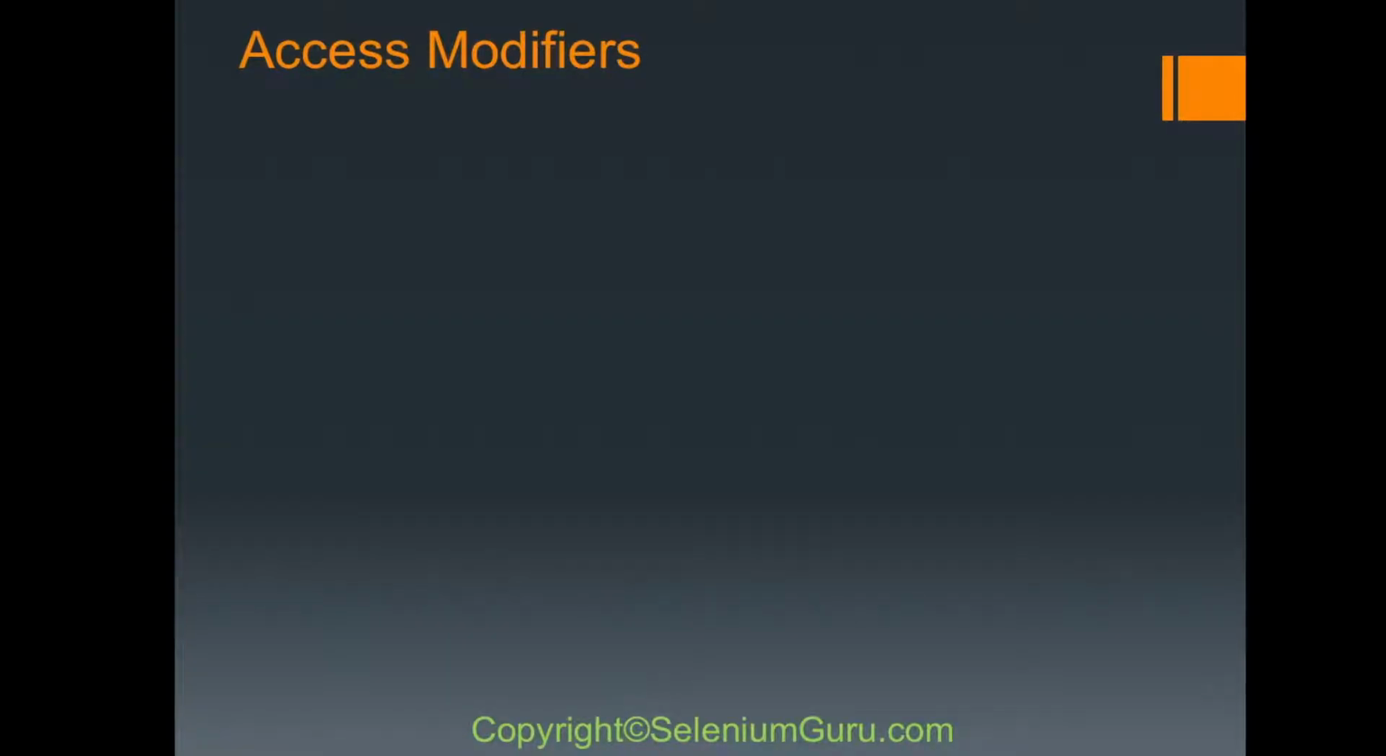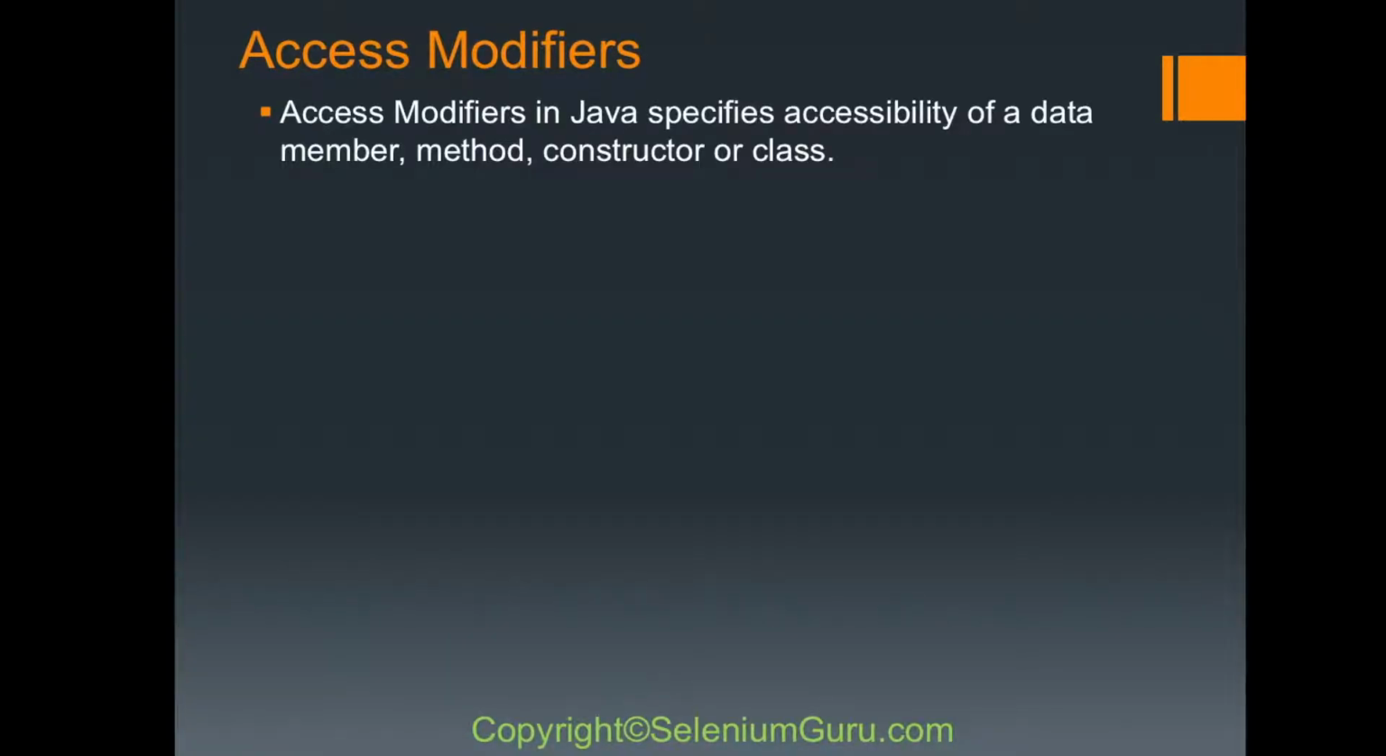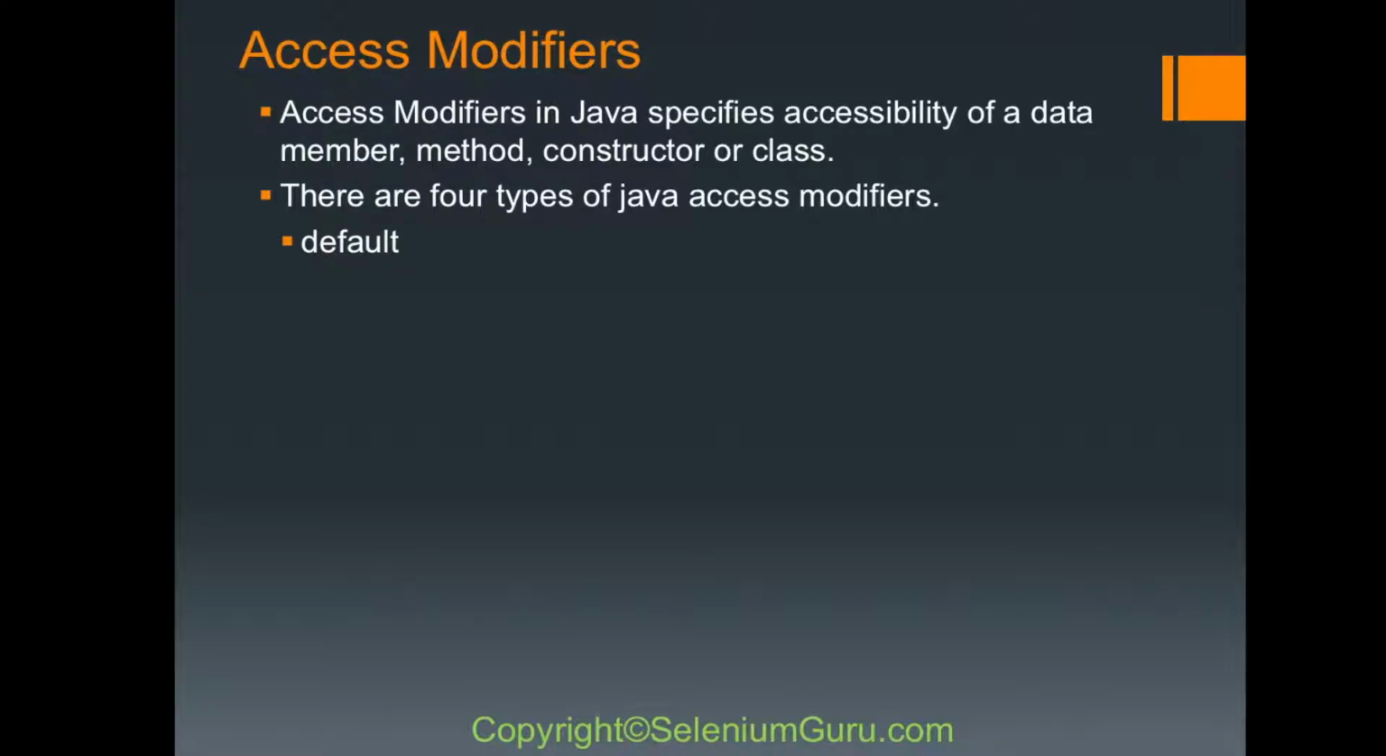In this lecture, we're going to learn about access modifiers. So what is an access modifier? An access modifier in Java specifies the accessibility of a data member, method, constructor, or class. There are four types of Java access modifiers: default, private, protected, and public.